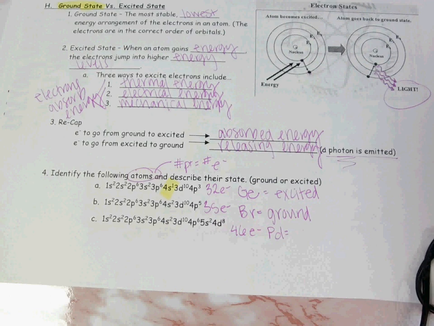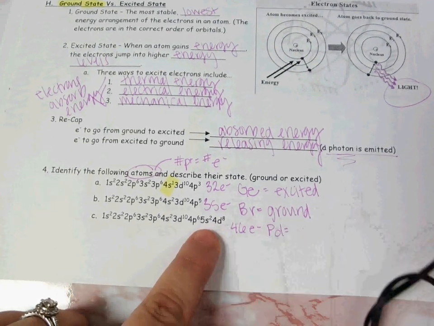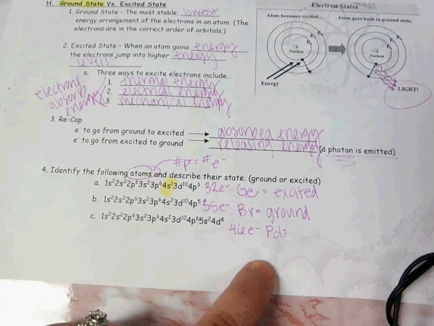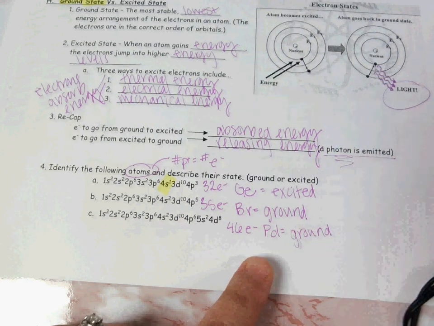So, is there anything out of place here? Does 4d8 identify palladium? Yes. And nothing that comes before that is out of place, so I would say that this is in the ground state. Good?